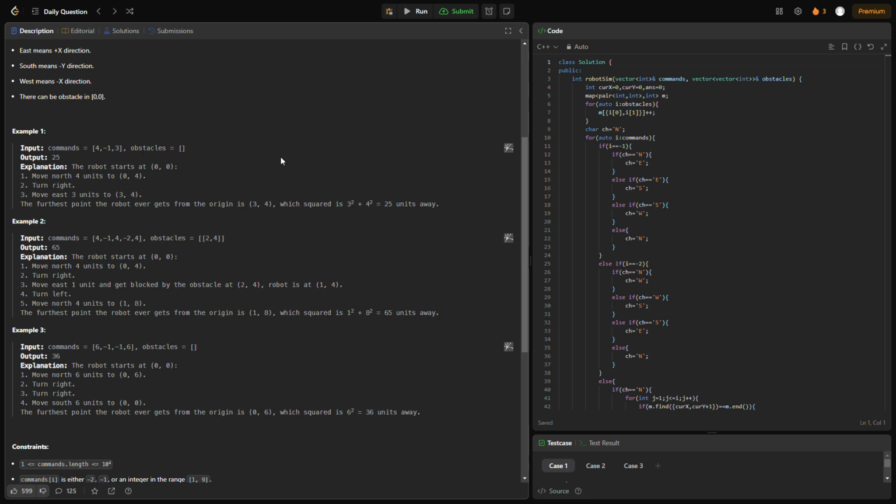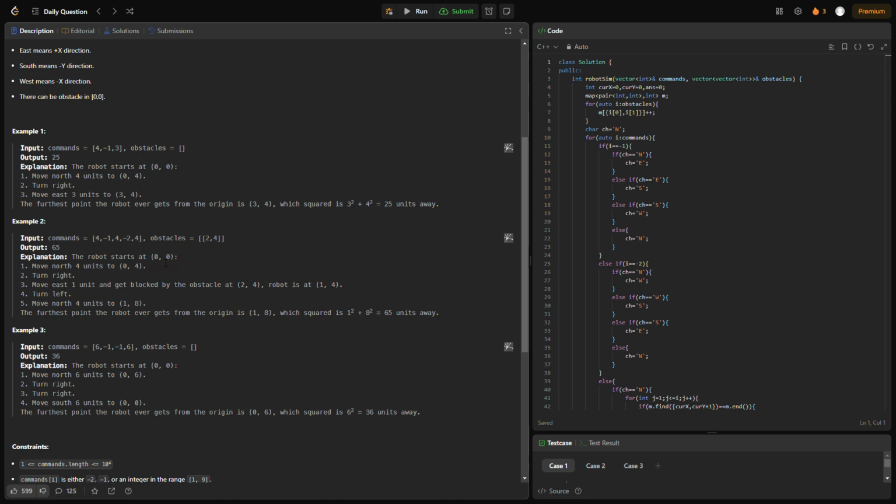So after these three operations, we are at the 3, 4 coordinate, and the Euclidean distance of that 3, 4 is 3 into 3 plus 4 into 4, that is the square of the current x coordinate plus the square of the y coordinate. So that is 25.